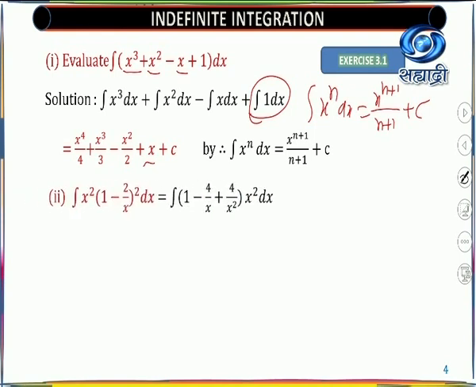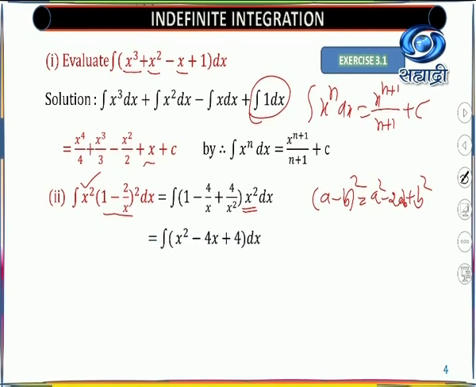Next, the second question is the integral of x square into 1 minus 2 upon x square, dx. We'll expand first 1 minus 2 upon x square. That expansion gives you, using the expansion of a minus b whole square, which is a square minus 2ab plus b square, 1 minus 4 upon x plus 4 upon x square. Outside you have your x square function, which is given in the example.